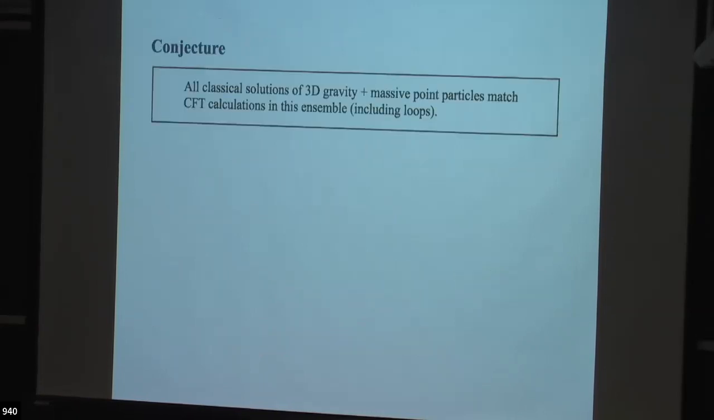Okay, so that's the definition of the ensemble. That's the whole definition of the ensemble. So that's what we mean by averaging over CFTs. And then the conjecture is that all of the classical solutions of 3D gravity plus point particles, including these wormholes that I drew and we'll talk about, match CFT calculations in this ensemble, including loops, although we've only checked one loop.